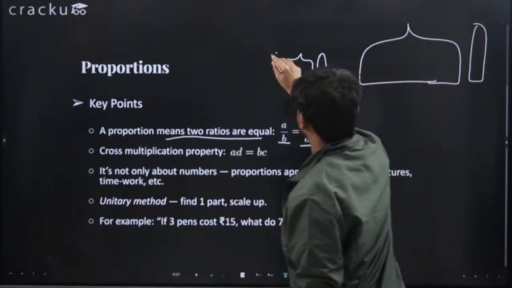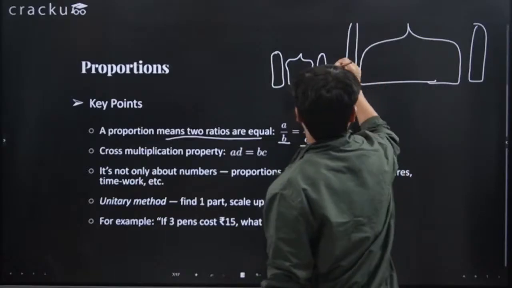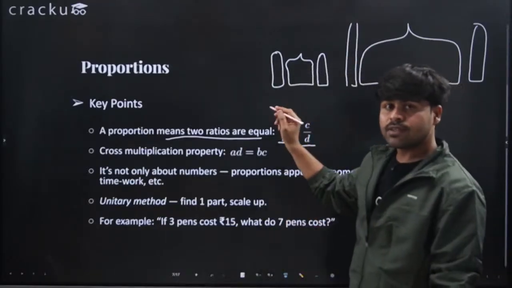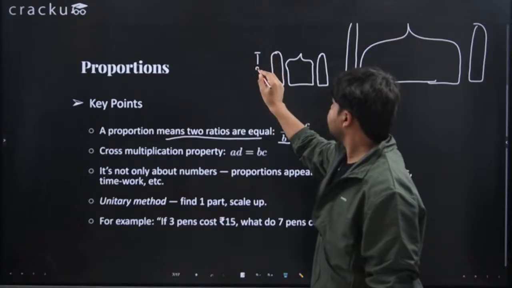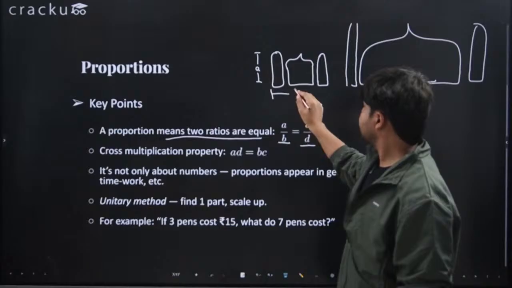This is the Minar. Let me draw one here. Okay. Now, if you see the height of this one, let's say it is A, and let's say the breadth is B.